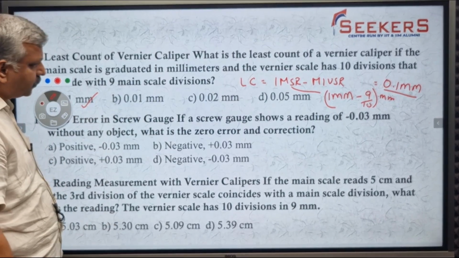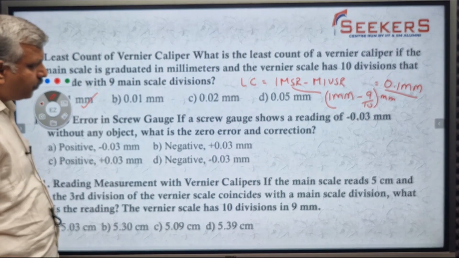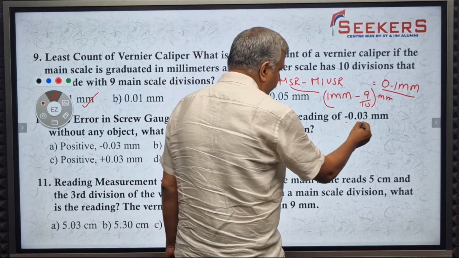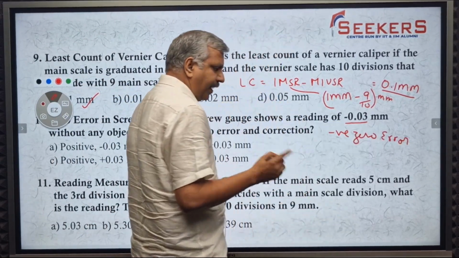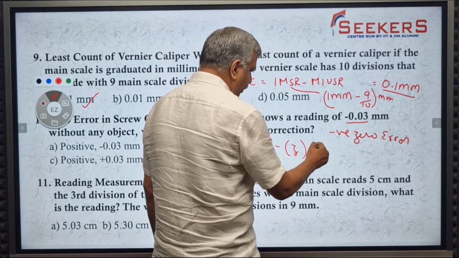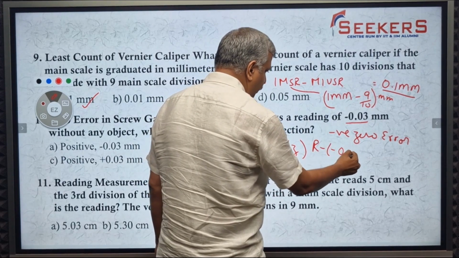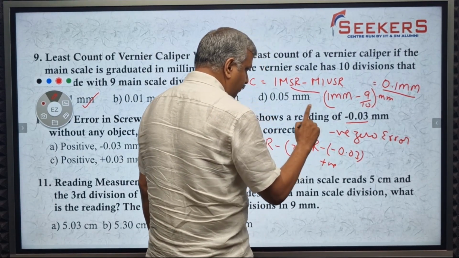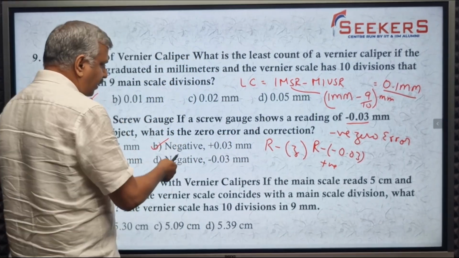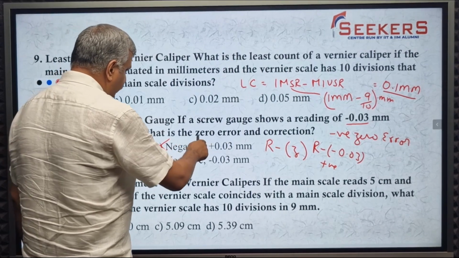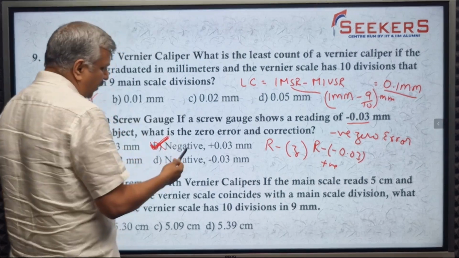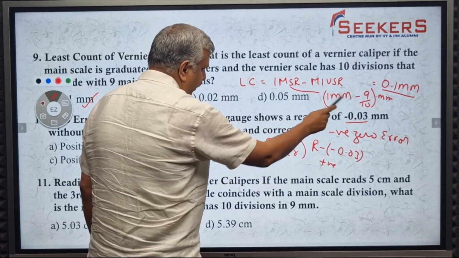Now if a screw gauge shows a reading of negative 0.03 mm without any object, what is the zero error? The negative sign here implies that it is a negative zero error. And remember, the zero error is always subtracted, that is, the reading minus the zero error. So here it will be the reading minus negative 0.03, so it will be added. So negative zero error is added, positive zero error is subtracted. They are asking you what is the zero error and correction. So the correction will be plus. But sometimes they ask what is the reading. So the reading, they have already given to you that it is negative.